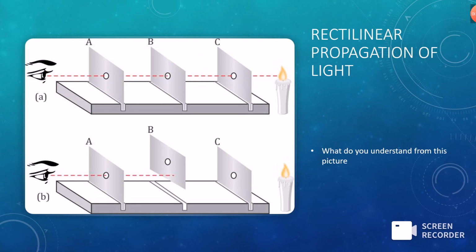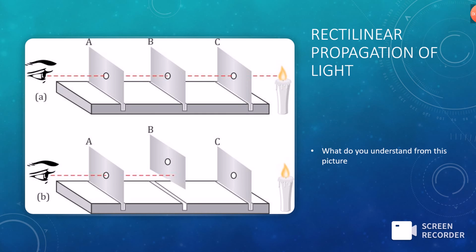Rectilinear propagation of light. So what do you understand from this picture? You can understand that light travels in a straight line. For example, in a cinema hall, you may notice how the light from the projector falls on the screen, and this example shows that light travels in a straight line. This property of light traveling in a straight line in a medium is called rectilinear propagation of light.